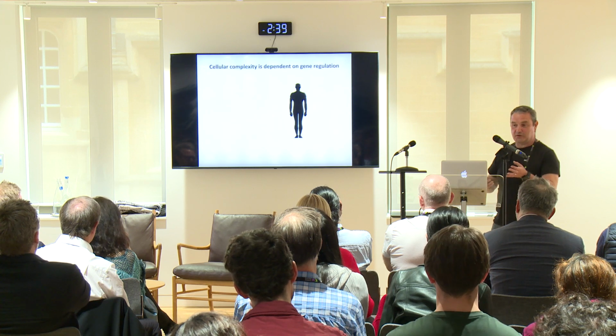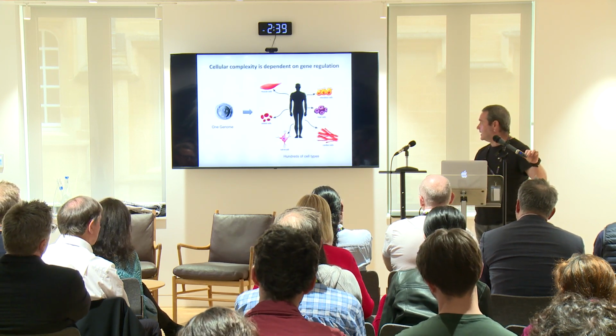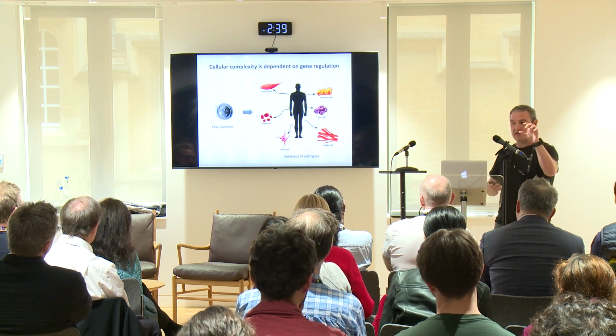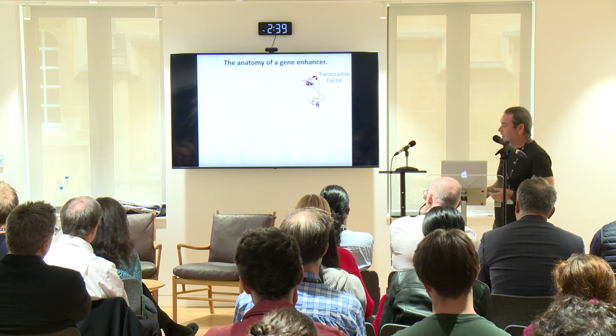So as Shankar showed you, you go from a very simple cell, and you actually take that one genome, it's got the same code and CPU in every single one of those cells, and actually makes all of these different cells and maintains and functions all of those cells. So how do they work?